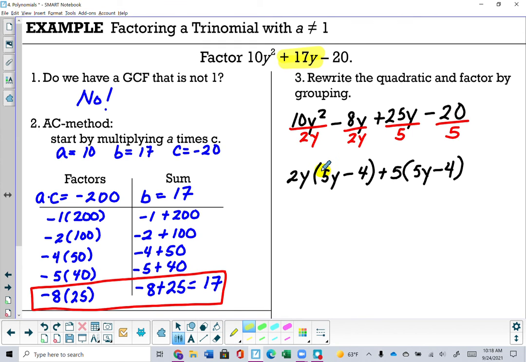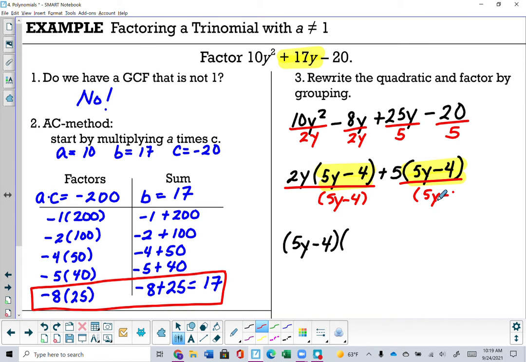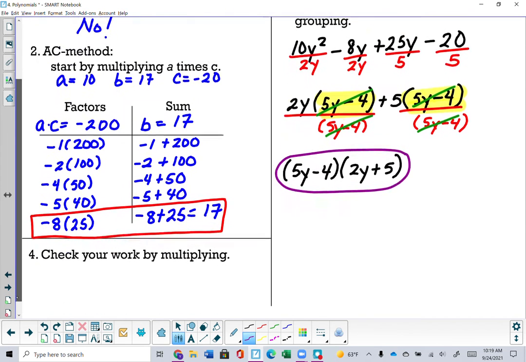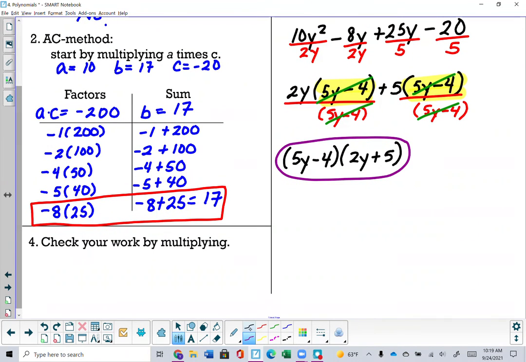Perfect. Right? We got another factor that's in common. So factor again. We're factoring out the 5y minus 4. Okay. So if we do that, we are left with 2y plus 5. We have factored our quadratic. Now, it's always a good idea to check your work by multiplying.